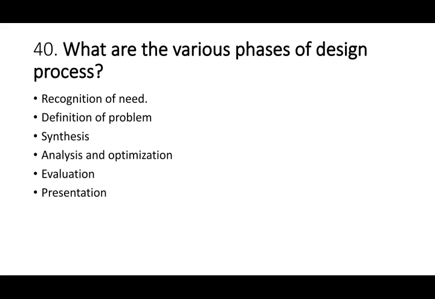Next question. What are the various phases of design process? So the phases are recognition of need. First of all, you have to carry out a market survey and find out the need of the product. Definition of the problem. Based on the need, you have to define the problem. Synthesis, then analysis and optimization, evaluation, and finally the presentation. For presentation purposes, various software like AutoCAD, Pro-E, CATIA can be used.